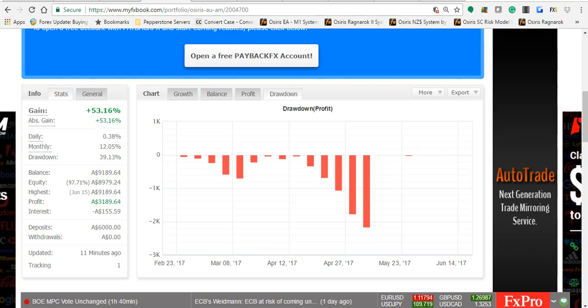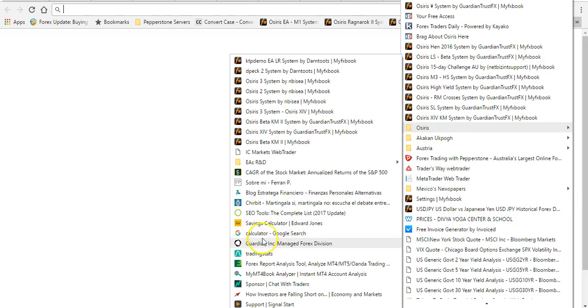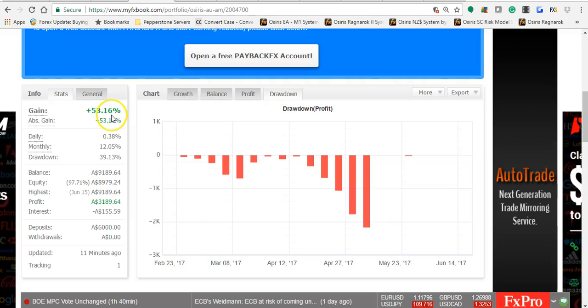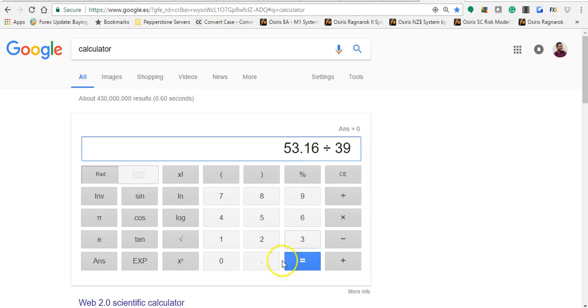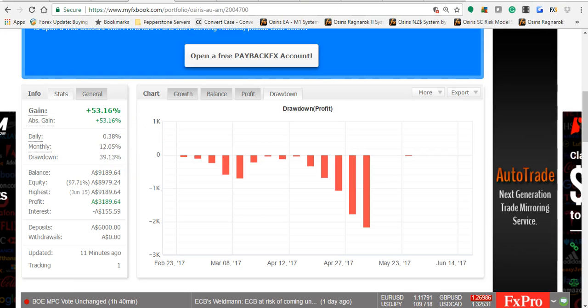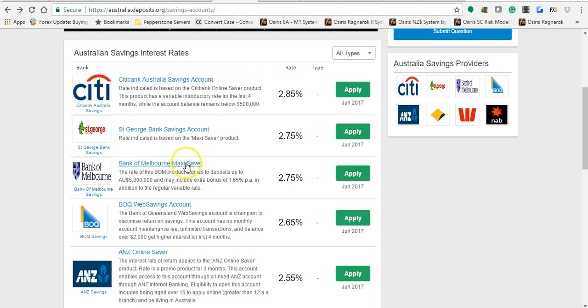Let's do the math real quick, measuring your risk reward. Let's use a calculator. We have 53.16 divided by 39.13. That gives you a risk reward ratio of 1.35. That means for every dollar you risk, you're earning $1.35. That's pretty good.